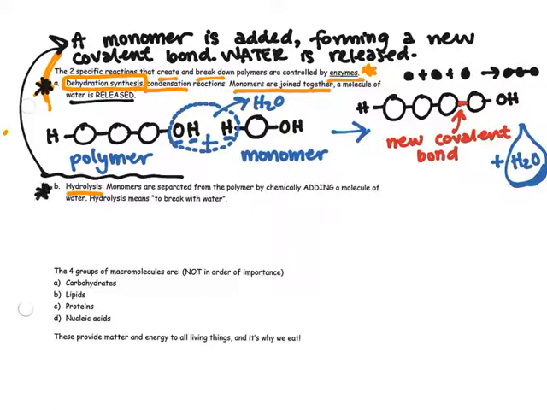Let's talk about hydrolysis, which is close to the opposite, right? This is when we are breaking polymers down into their smaller subunits called monomers. So in hydrolysis, let's think about what that means. Hydro is a root that refers to water. Lysis is a root that refers to things that break apart. So this literally translates to break with water. So that's helpful to remember when you're trying to remember the difference between hydrolysis and dehydration synthesis.